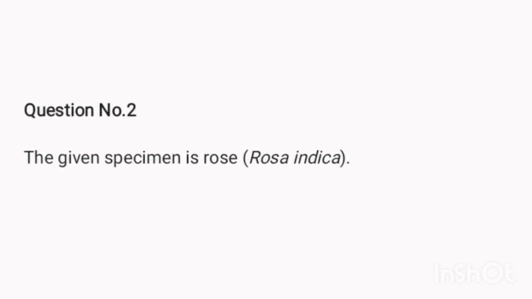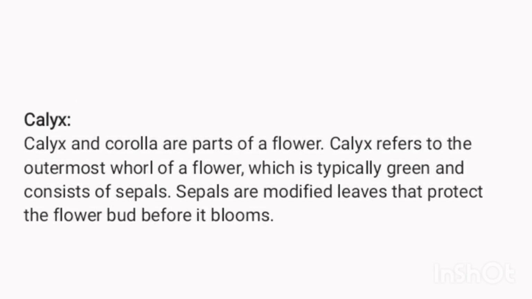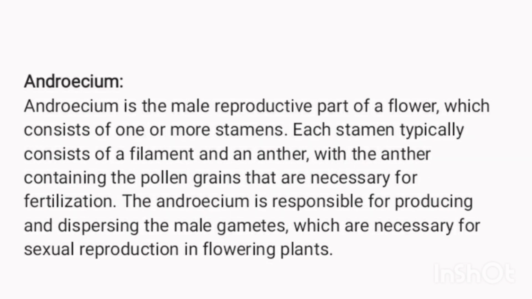Question number 2. The given specimen is rose. Calyx. Calyx and corolla are parts of a flower. Calyx refers to the outermost whorl of a flower, which is typically green and consists of sepals. Sepals are modified leaves that protect the flower bud before it blooms.